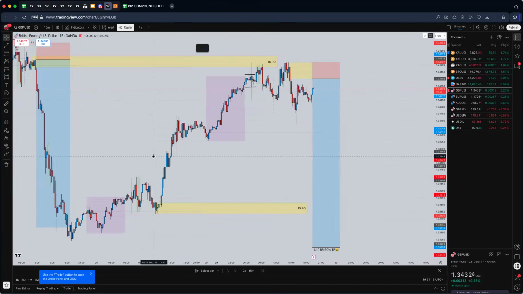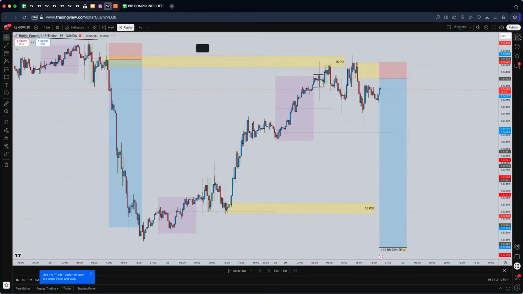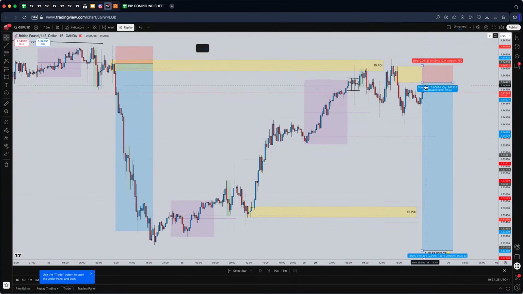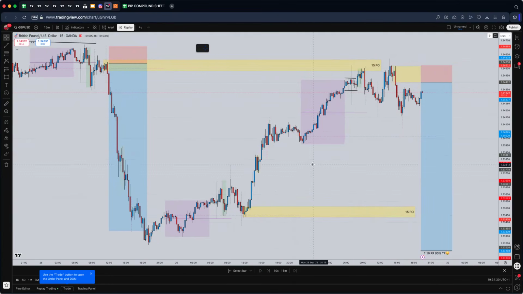Another one. GBPUSD from this morning. Didn't quite do what I wanted it to do, but we're still potentially going to get a second entry. So again, after Asia, market opened, we create liquidity both sides in Frankfurt, and then price in London takes it out, taps into our POI from last week.